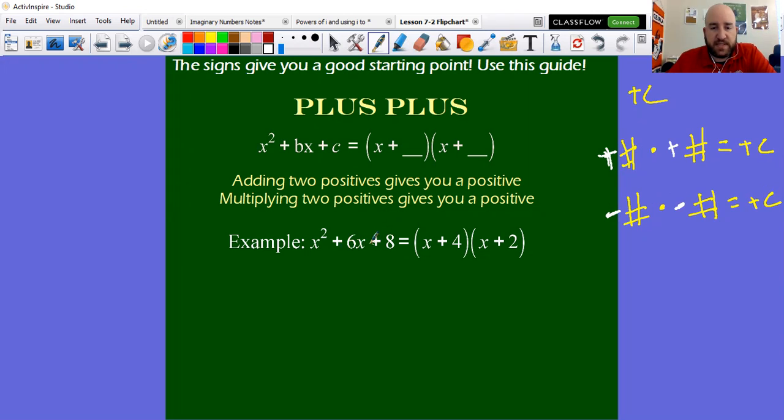Again, they just said x squared plus 6x plus 8. Again, for 8, you're going to say 1 and 8, 2 and 4. How can I use that to get 6? 2 plus 4.